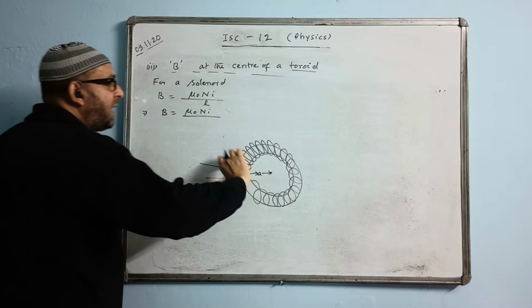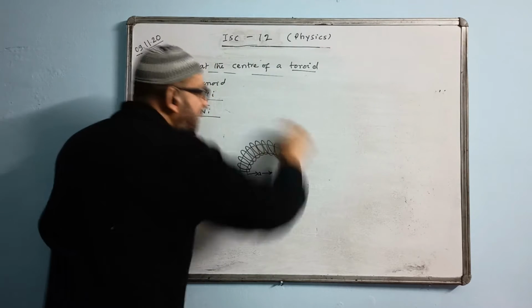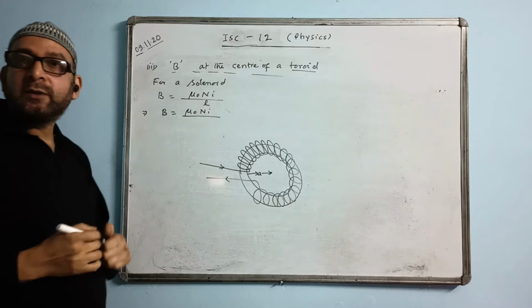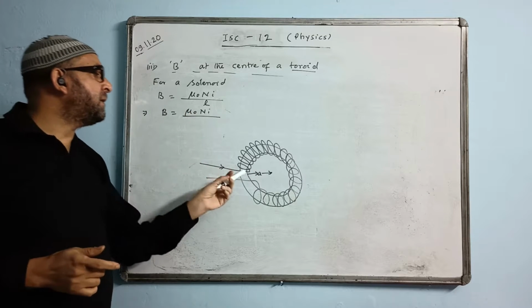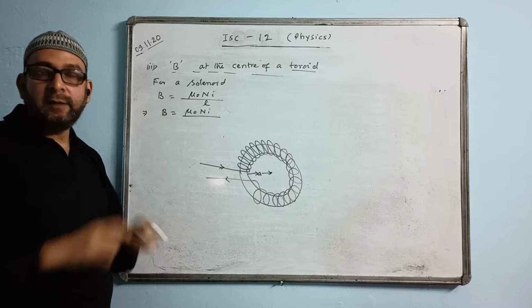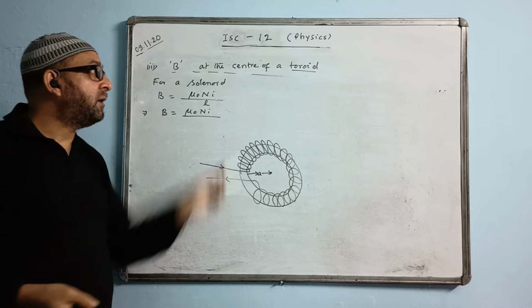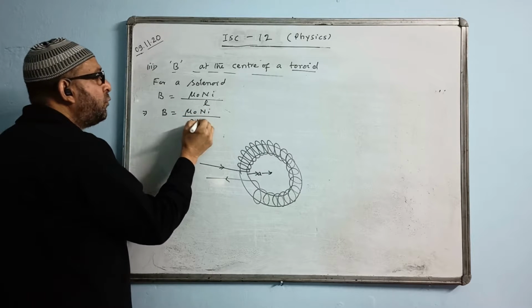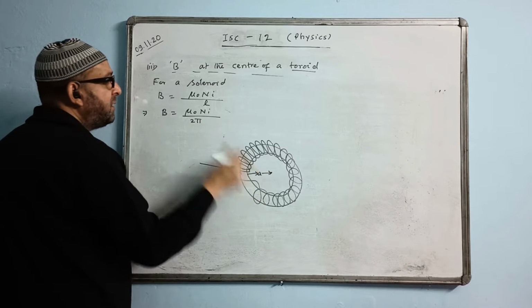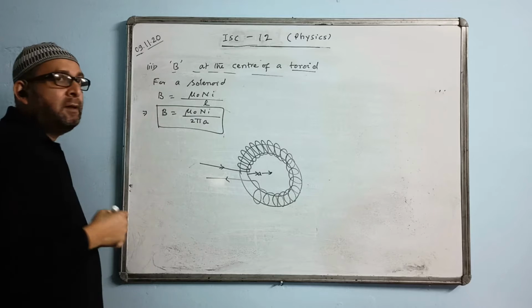What is this length? The entire length of this solenoid. Previously it was the entire length like this. Now the entire length is changed in the form of a circle, or circumference. This L represents the circumference, the whole length of the pipe. That pipe we are rounding into a ring and making it a toroid. So L is equal to the circumference, 2 pi radius. This is the formula of a toroid.